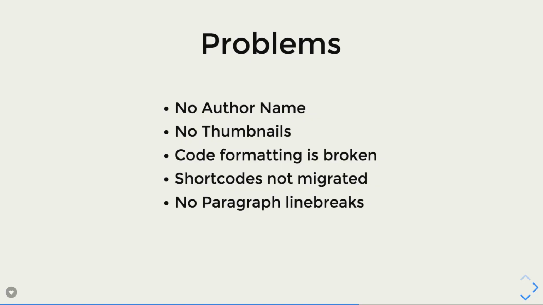So here are the problems. There's no author names. There's no thumbnails. If you look at the real blog, we've got a big thumbnail as well. The code formatting is broken. Part of it is because we have shortcodes, so the turndown library doesn't handle these. And then we've lost the paragraph line breaks.